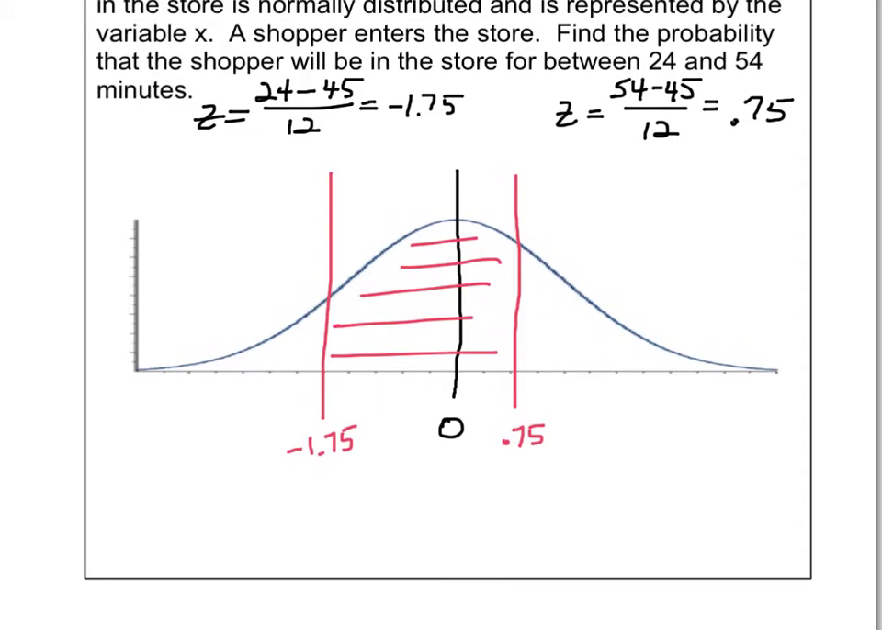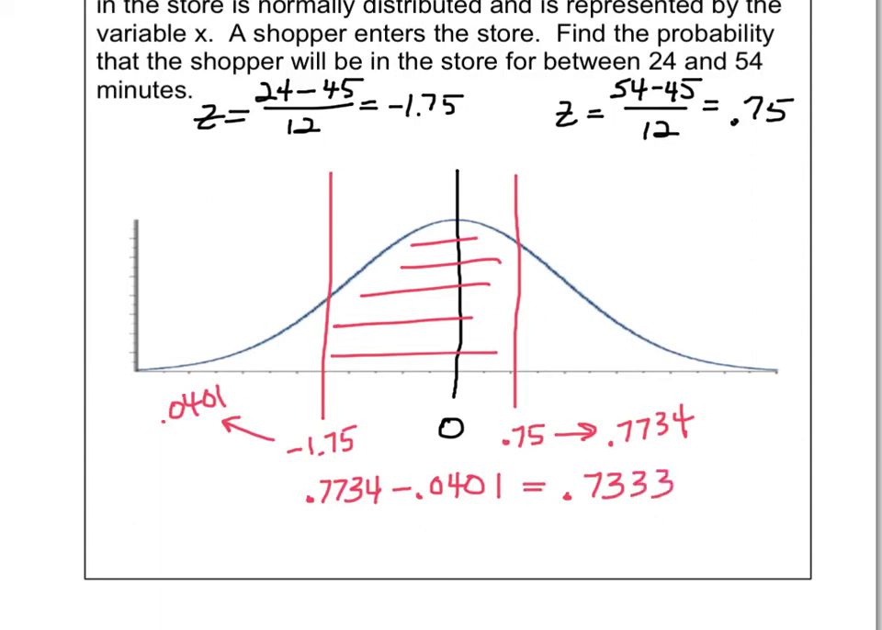So for 0.75, we get a value on the chart of 0.7734. For -1.75, we get a value on the chart of 0.0401. Now, in order to find the area between them, I take the largest, which is 0.7734, minus the smallest, which is 0.0401. And that will give me an area underneath the curve of 0.7333. So there's a 73% chance you're going to be in there between 24 and 54 minutes.